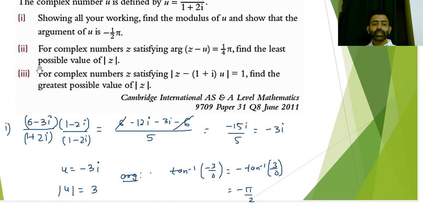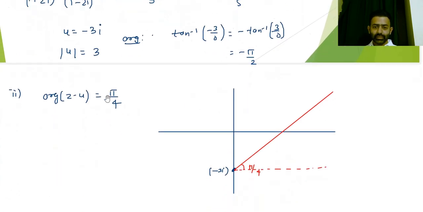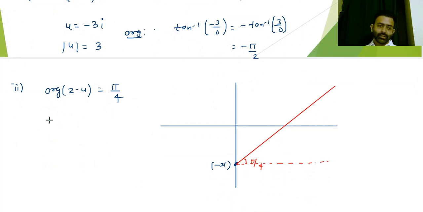Now it says find the least possible value of mod z. So mod z, as I said earlier, means the distance from the origin, right? And we have to find out the least value of this. So least value of the complex number which is following this path from the origin. So as you will see, if you are taking a point, let us say this minus 3i, the distance is like this, right? But this is not the least. As you move closer along this line, you will get that distances are going to decrease. I show you.